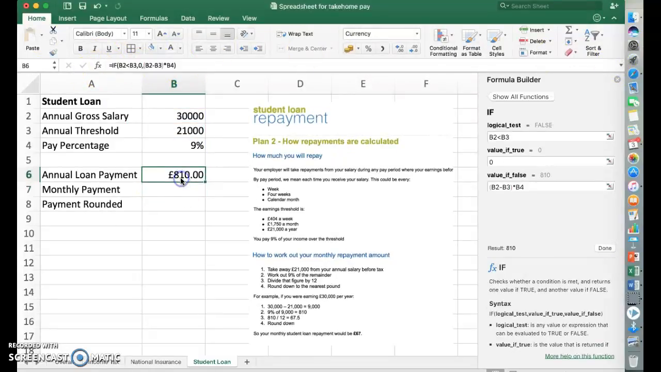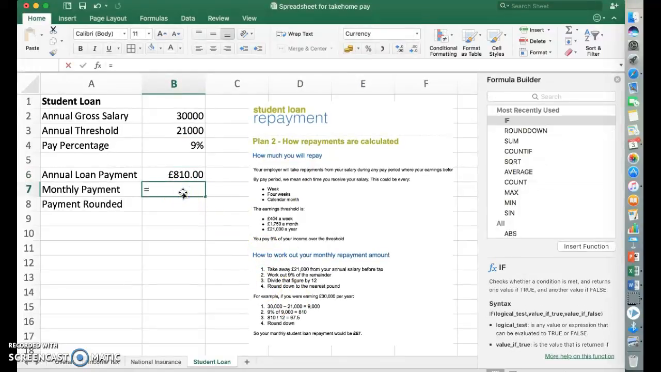And we've got 810. So the £9,000 that you've got over your threshold in your salary needs to be paid back over the year. Let's look for our monthly payment. It's just equals that divided by 12, £67.50. You'll notice that it's not rounded down to the nearest pound. If I try to round it here, it's going to round it up, because that's the rule. But student loans round them down.